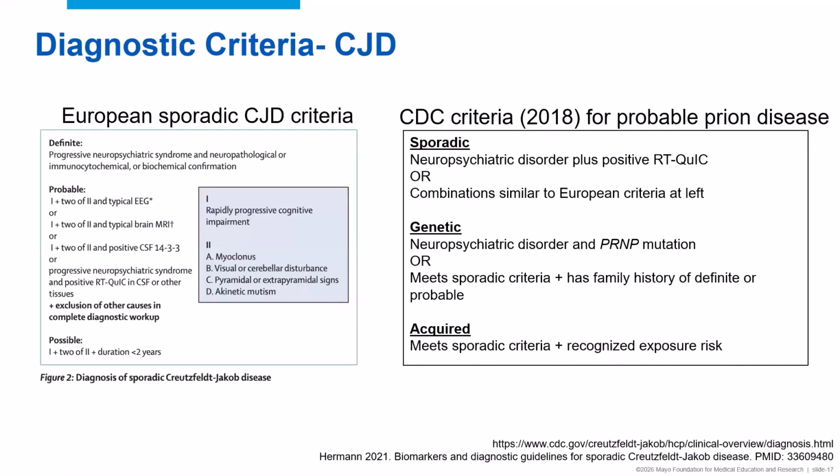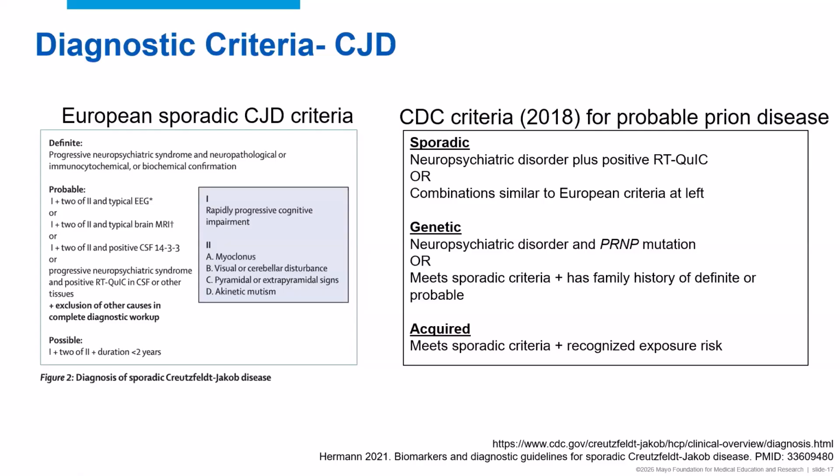So there are some diagnostic criteria for CJD, mainly focusing on the CDC criteria. I've listed the European criteria as well. But a definitive diagnosis requires autopsy. What I'm showing here is diagnostic criteria for probable prion disease. This was updated in 2018 to include a neuropsychiatric disorder plus RT-QuIC.